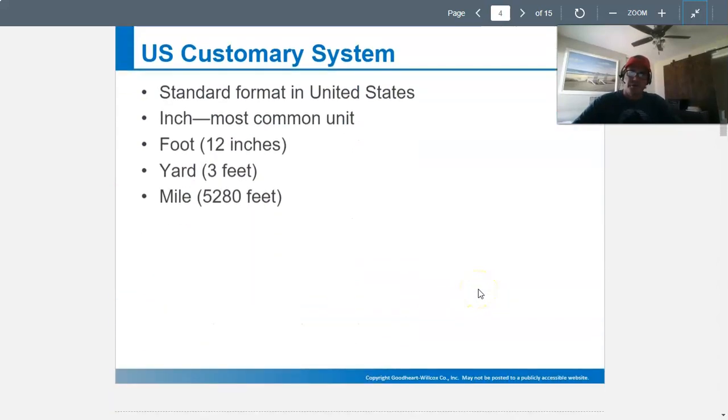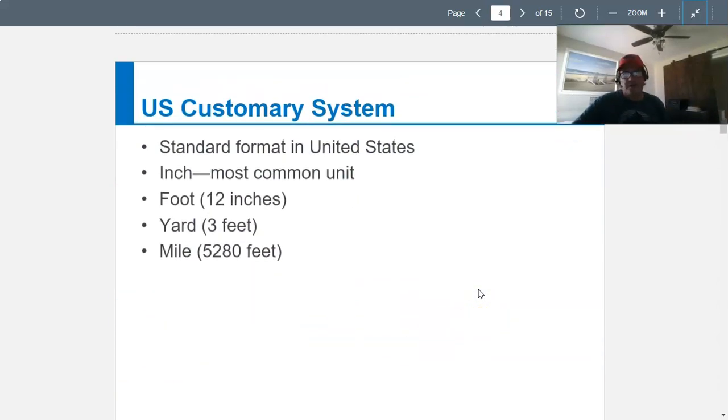So within the U.S., they call it the U.S. customary system. Sometimes they call it the imperial system, the inch system. It is standard format in the United States for most manufacturing, the inch being the most common unit. I don't understand why they say most common unit. It depends on the application.